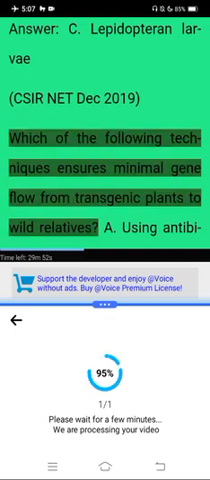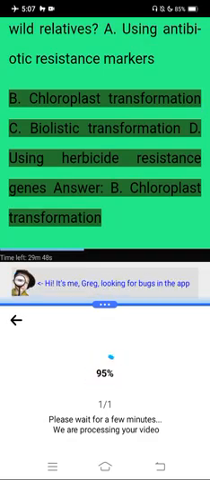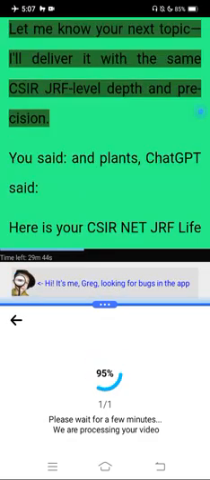CSIR-NET December 2019. Which of the following techniques ensures minimal gene flow from transgenic plants to wild relatives? A, using antibiotic resistance markers; B, chloroplast transformation; C, biolistic transformation; D, using herbicide resistance genes. Answer: B, chloroplast transformation.